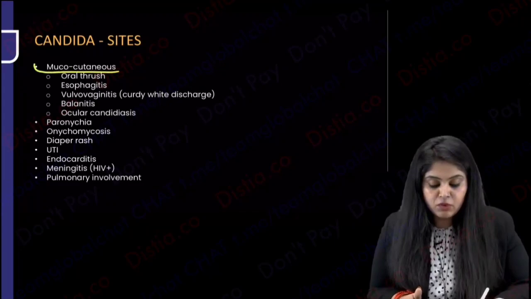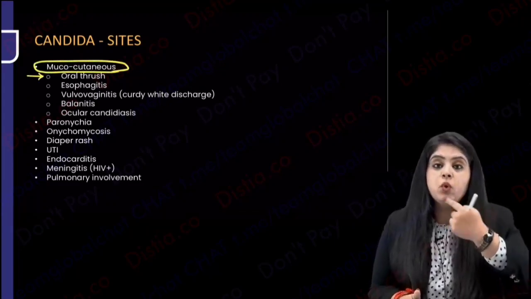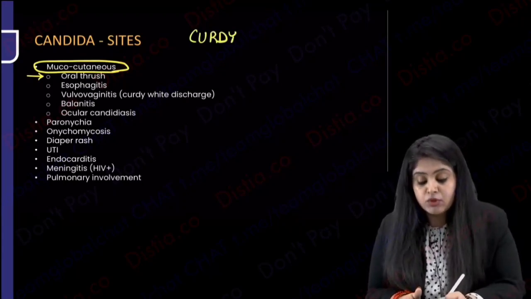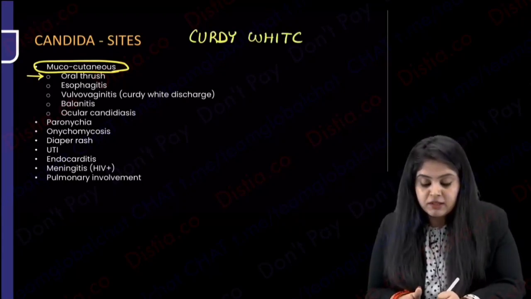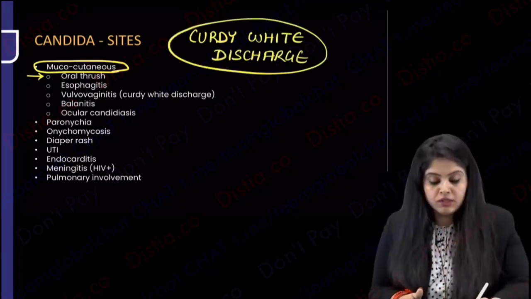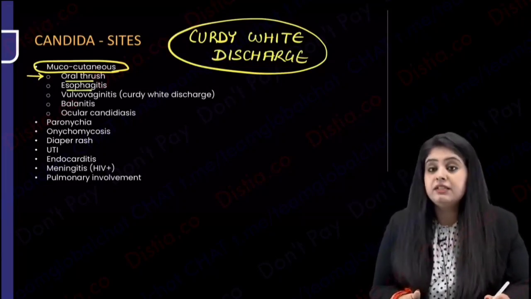The common ones are mucocutaneous. When I talk about mucocutaneous, one of the most common pictures given to you will be oral candidiasis. I hope you all remember, there is a curdy white, very famous curd-like discharge or membrane that you're going to see. I'm going to show you pictures in a while. That can be in the oral cavity, so that is oral thrush. Go below the oral cavity, you have the esophagus. That can happen in the esophagus.